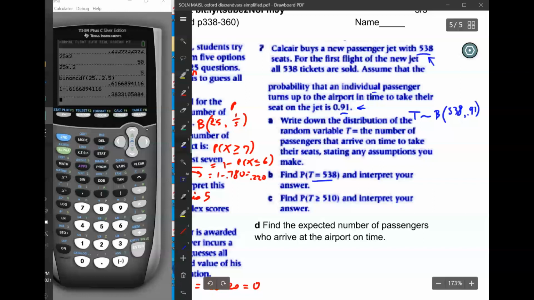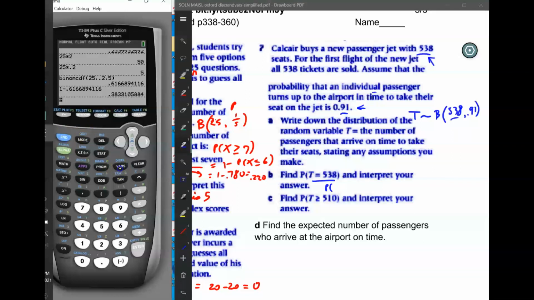Find the probability that T equals 538 and interpret your answer. So if T equals 538, that means x equals 538. So we're saying, what is the probability that you have exactly 538 people come when you have 538 chances and each person has a 0.91 chance of coming? And so the x value would be 538.